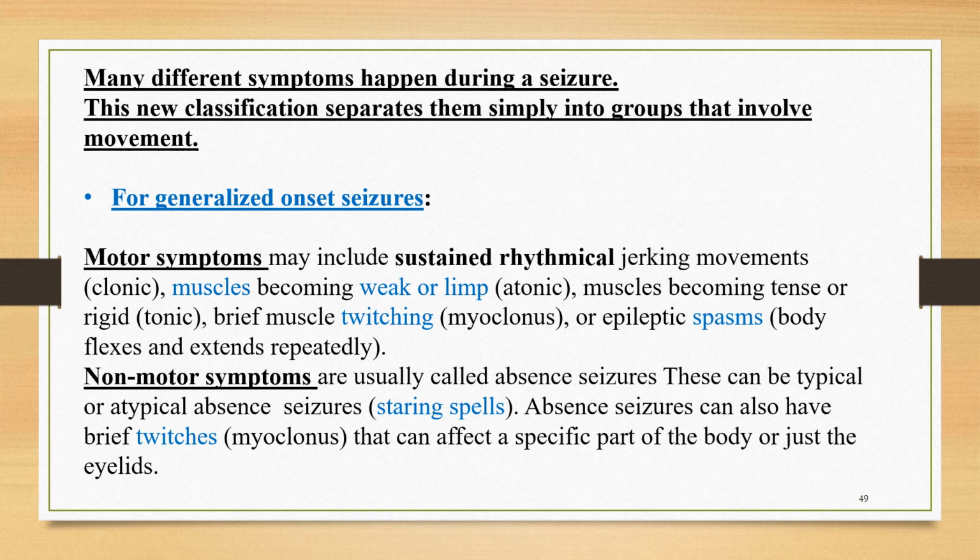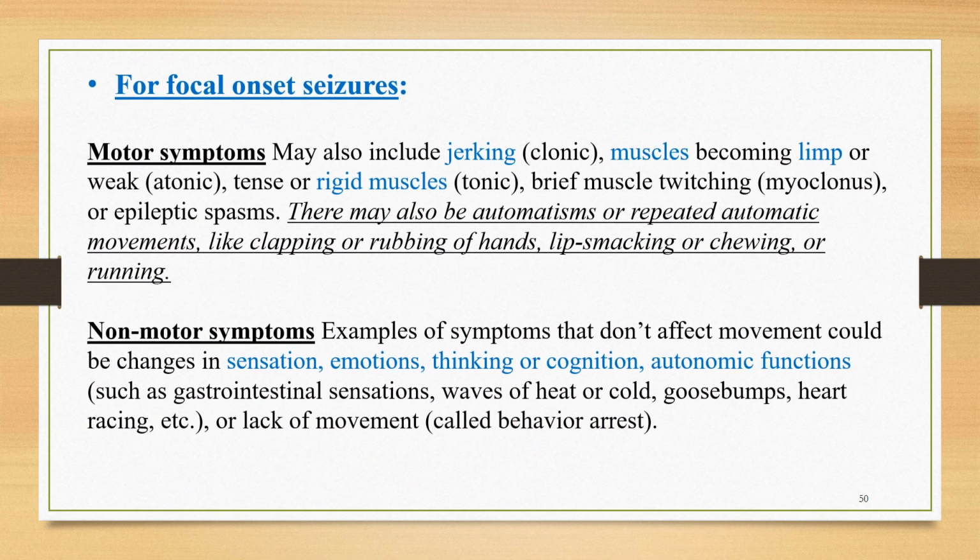Non-motor symptoms are usually called absence seizures. These can be typical or atypical absences, such as staring spells. Absence seizures can also have brief twitches that may affect a part of the body or just the eyelids. For focal onset seizures, motor symptoms may also include jerking, muscles becoming limp or weak, tense or rigid muscles, brief muscle twitching, or epileptic spasms.